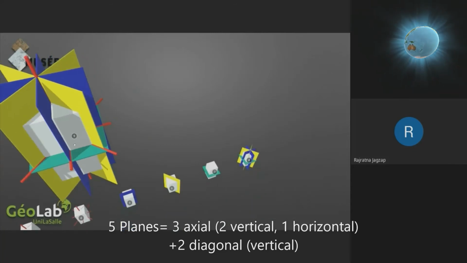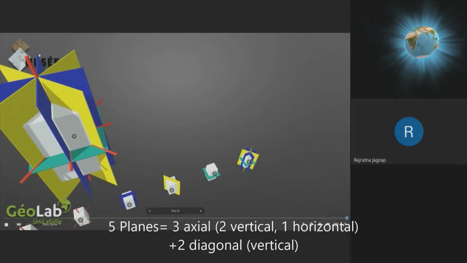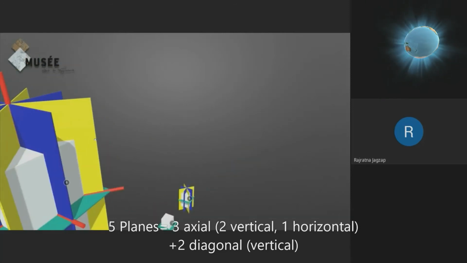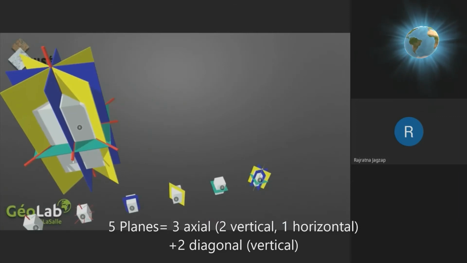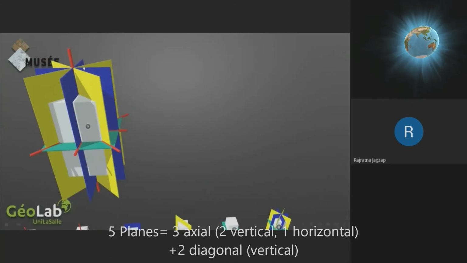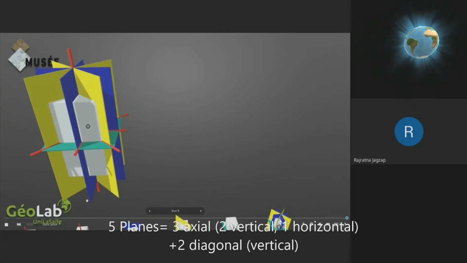If you can see, this is the front to back vertical plane of symmetry. This is the right to left vertical plane of symmetry. And there is one horizontal green colored plane of symmetry. You see? Horizontal green colored plane of symmetry. These are three axial planes of symmetry. Vertical one, front to back, perpendicular to that, vertical two, which is going from right to left, and the horizontal green colored. These are three axial planes of symmetry.